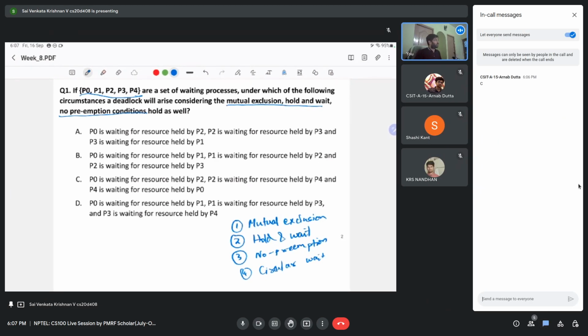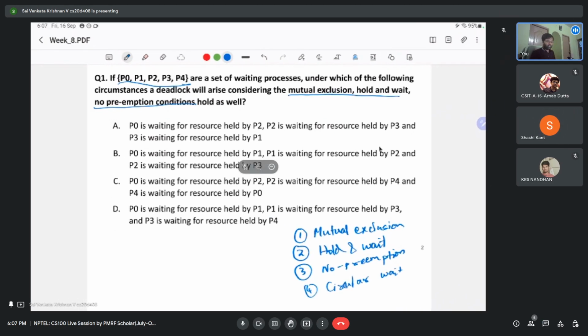Arnab has answered option C. Yes, C is the answer because there is a circular wait condition perhaps. Right. Okay, so let's see one by one. The first 3 conditions, mutual exclusion, hold and wait, and no preemption, are already given as holding. So circular wait is what we should check.